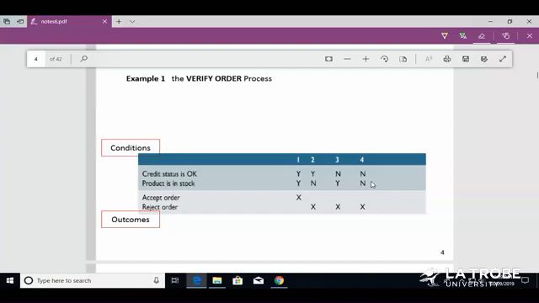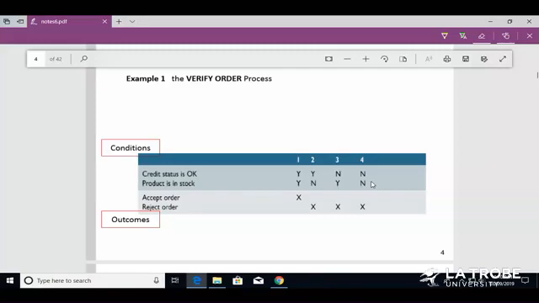You may have a question. For example, we have 4 rules here, 4 columns. Each column is a rule by itself. How can we know the number of rules for the decision table? Do you have an idea? How many conditions do we have? 2 conditions, right? Keep this in mind. You have a formula, 2 power n, where n is the number of conditions.